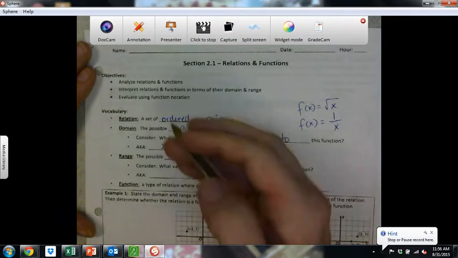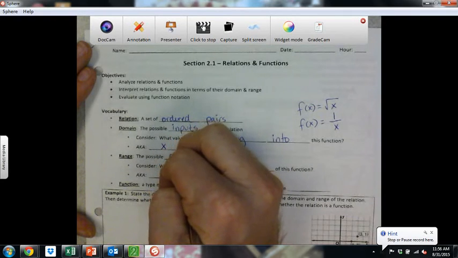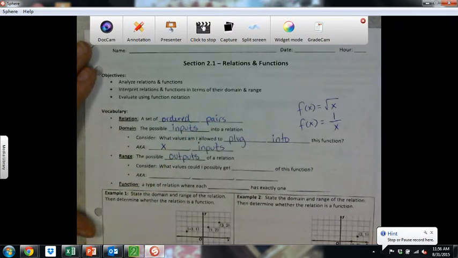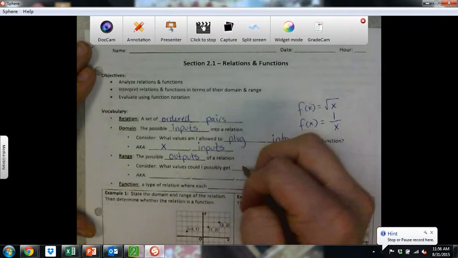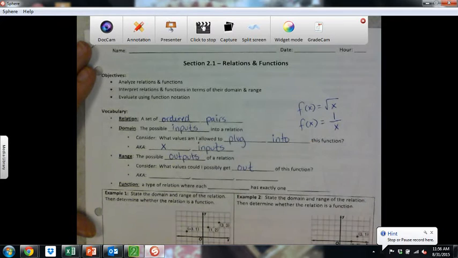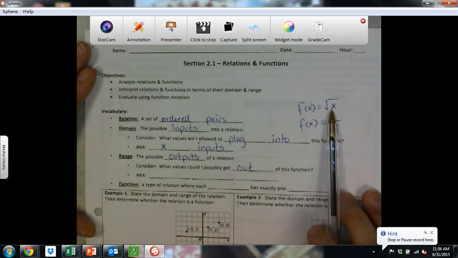The range is the possible outputs. What can we possibly get out of this function? So again, if we look here, it's not possible to get a negative answer. Since I can't put a negative number in, I can't get a negative answer out of this problem. Whatever I take the square root of is going to be a positive value. And so what could I possibly get out of this function? What could be the possible results? And so in this function, there are no negative answers.